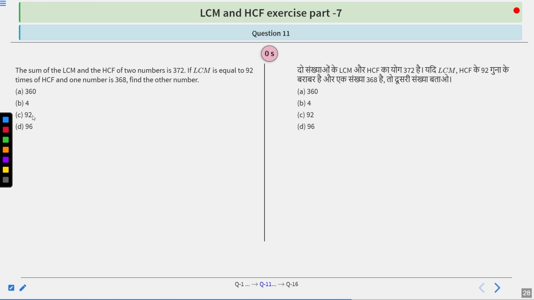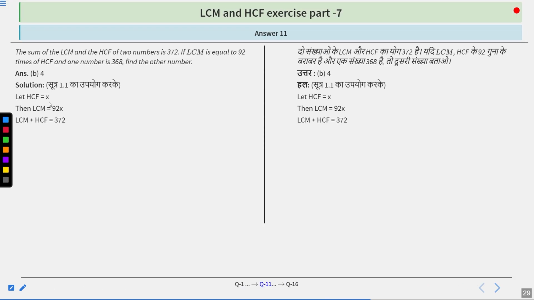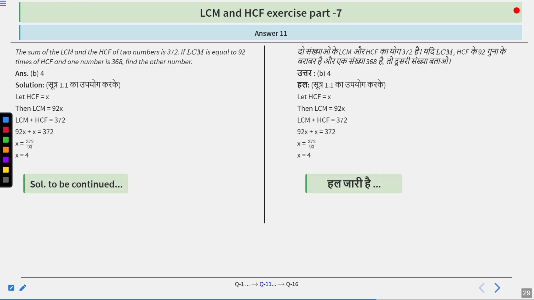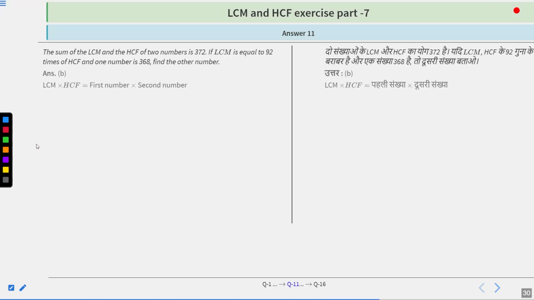Now, we can use formula 1.1. So let us suppose HCF is X, then LCM is equal to 92X. But LCM plus HCF was given as 372. So 92X plus X is equal to 372. X is equal to 372 upon 93, that is 4. So we have found the value of X.